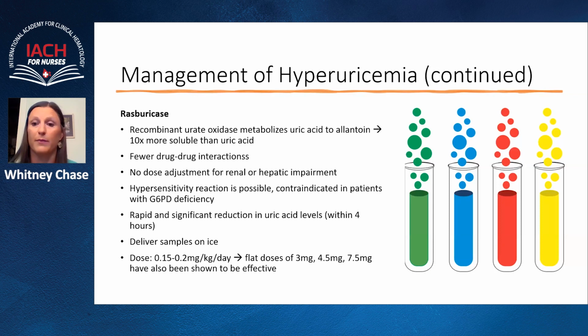It's important to note that rasburicase can continue to reduce uric acid at room temperature. So blood samples should be kept on ice and ideally analyzed within 4 hours of collection so that we avoid falsely low levels. The FDA approved dose is weight-based, but subsequent studies have shown that single flat doses are also effective, which is a significant cost savings if we're talking about a 100 kilogram patient who might get a 20 milligram dose versus a one-time dose of 4.5 milligrams that is still effective.